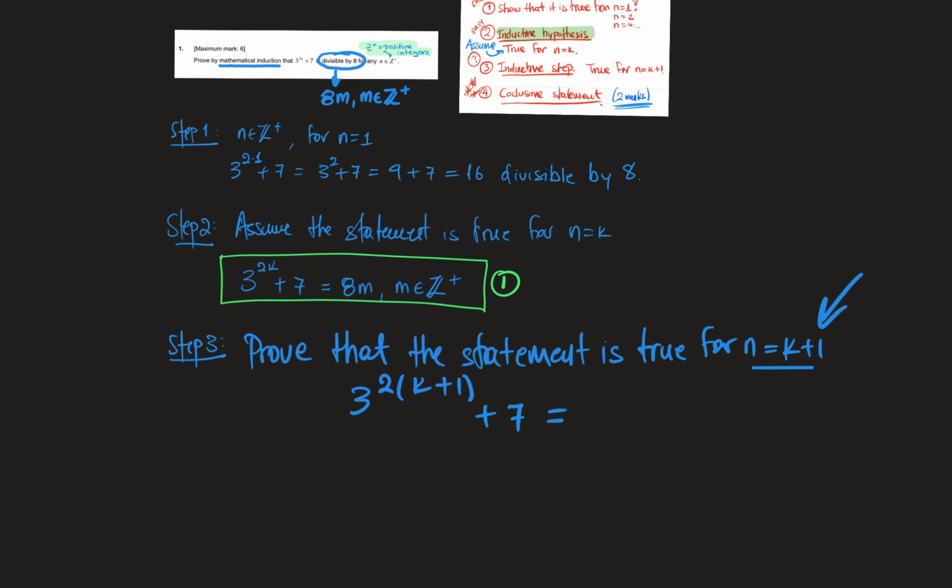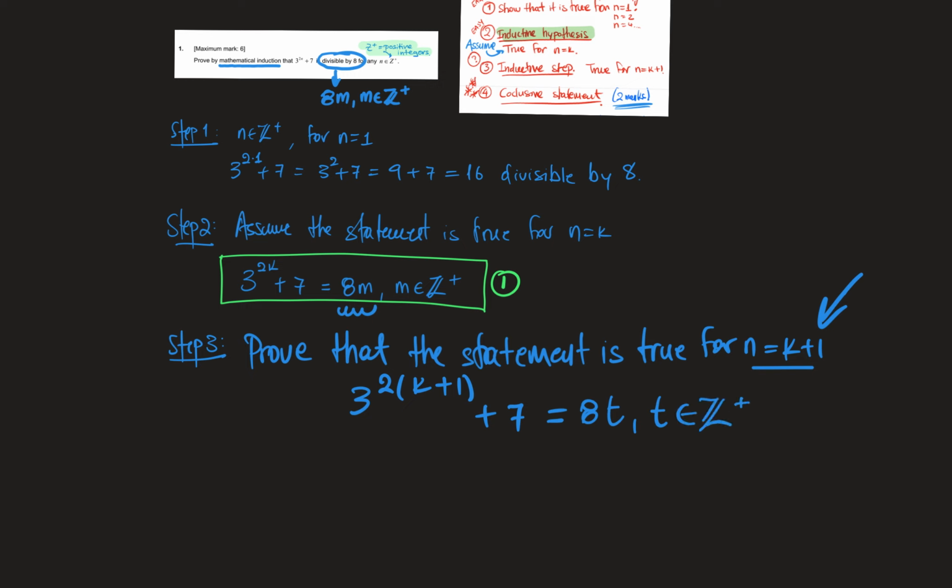Now, before, in statement 1, I used 8m to show that it's a multiple of 8. Here, I cannot use the same letter m, because it's wrong to assume that this expression is also going to be 8m. Here, I'm going to use a new variable. I could comfortably use 8n, but because I've used n again, I'm going to use a new one. So let's say 8t, with t belonging to z plus, the positive integers.